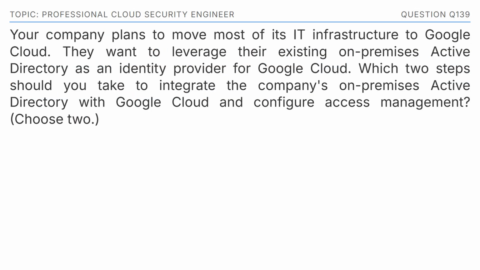Your company plans to move most of its IT infrastructure to Google Cloud. They want to leverage their existing on-premises Active Directory as an identity provider for Google Cloud. Which two steps should you take to integrate the company's on-premises Active Directory with Google Cloud and configure access management? Choose two.